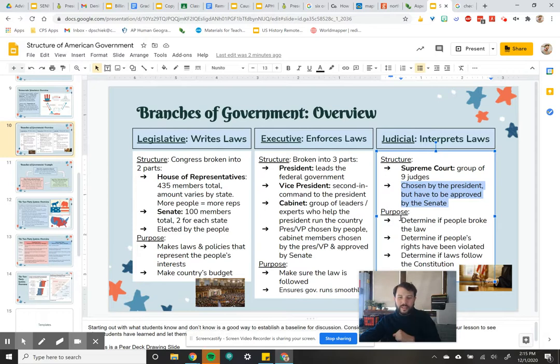And what does the judicial branch do? Well, they've got 3 key purposes. Number one, they determine if people broke the law. So, like standard, if you break the law, what's your punishment? Do you get a punishment, etc. Number two, they determine if people's rights have been violated.